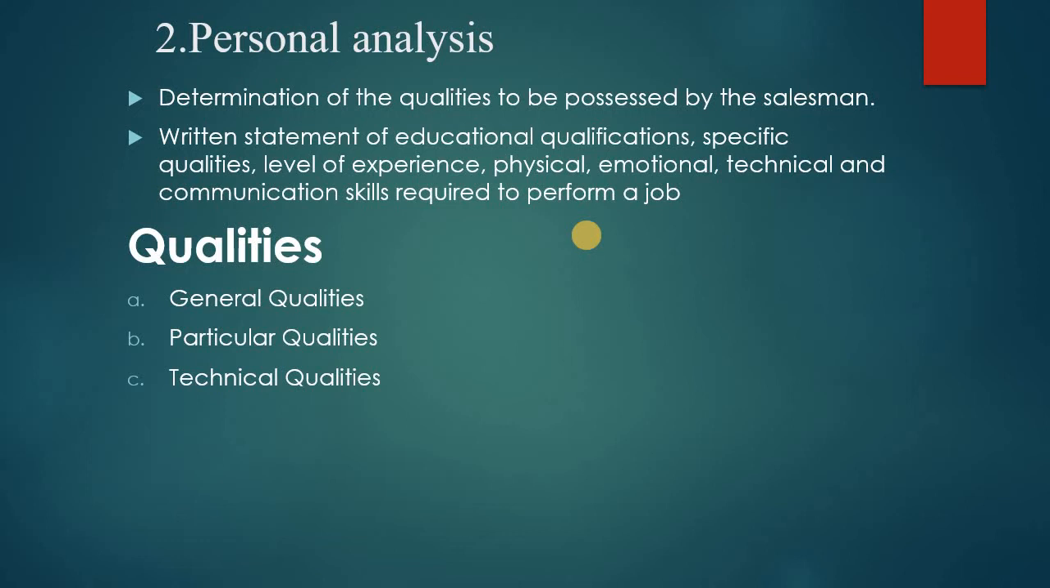Then technical qualities. Technical quality in the sense you should have certain qualifications to understand the product, to understand the strategy, to understand the pricing techniques. So all these are technical qualities that should be possessed by a salesman.